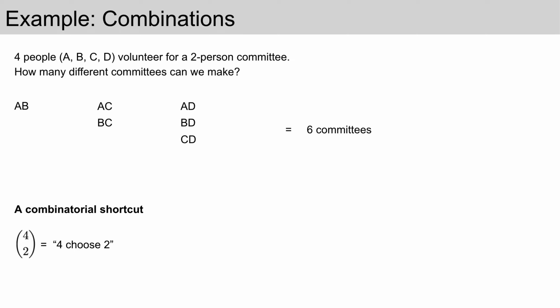As usual, we shouldn't rely on being able to write out all possibilities. Instead, a combinatorial shortcut to count up the number of 2 object groupings that we can make from 4 total objects is 4 choose 2.